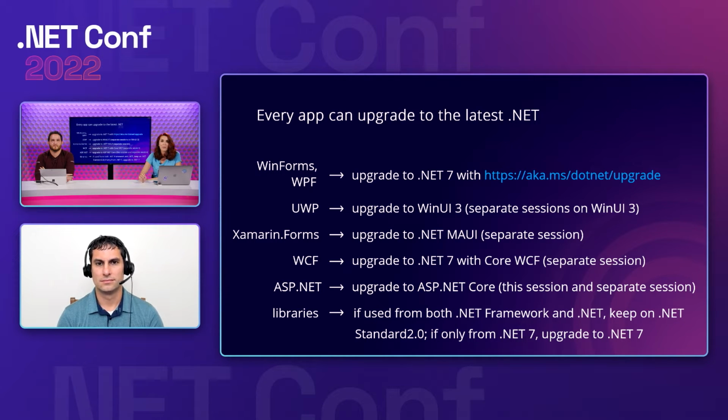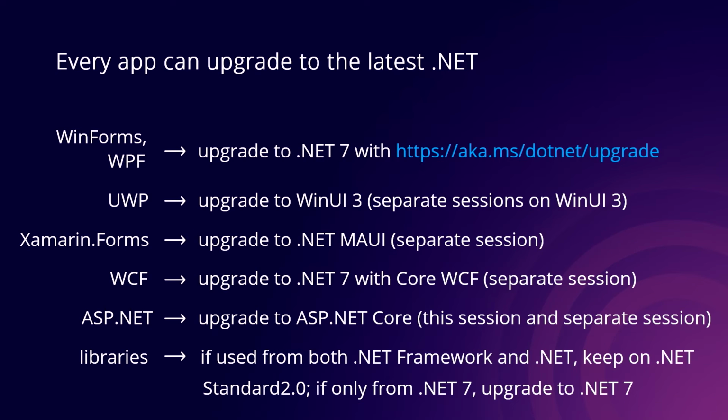That's a CLI command tool. It's going to guide you through the migration process. It will let you choose if you want to upgrade to long-term support, .NET 6, or standard term support, .NET 7. And WinForms and WPF have the highest rate of success of just running this tool and upgrading to the latest .NET. Check it out. If you're building UWP applications, there is a path for you too, and it's called WinUI.